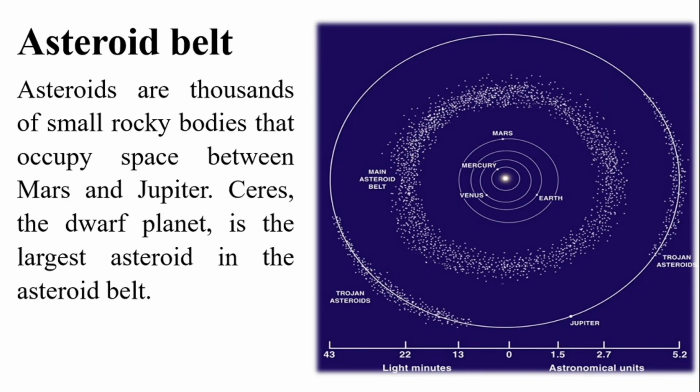So next topic we are going to study is the asteroid belt. Asteroids are thousands of small rocky bodies that occupy space between Mars and Jupiter. Ceres, the dwarf planet, is the largest object in the asteroid belt.